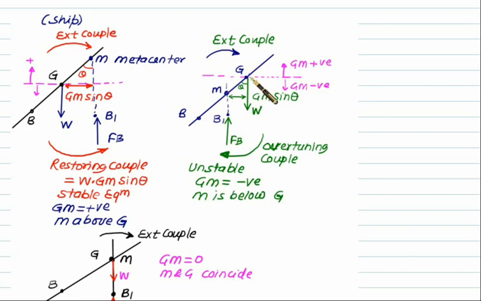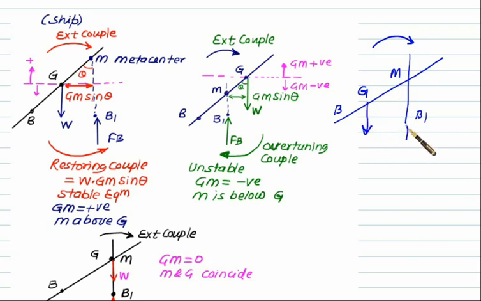In the case of unstable, M is lying below G. But suppose M is lying above G. So let's show here the metacenter. This one is G. This one is the original center of buoyancy. This one is the new center of buoyancy. This one is the external couple. The weight will act vertically downward. Buoyant force will act vertically upward. These two forces are equal, so they will develop a couple like this. This is called the restoring couple, and this time the body will come back to the original position. This is called stable equilibrium.